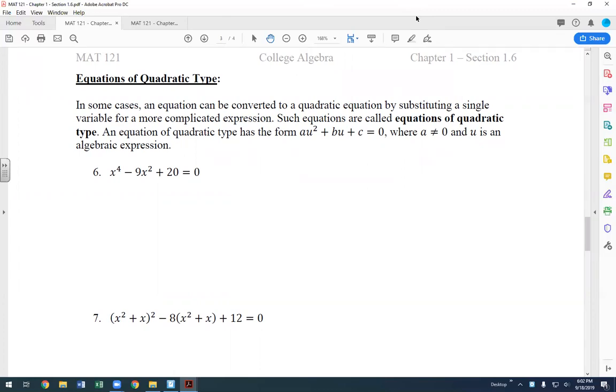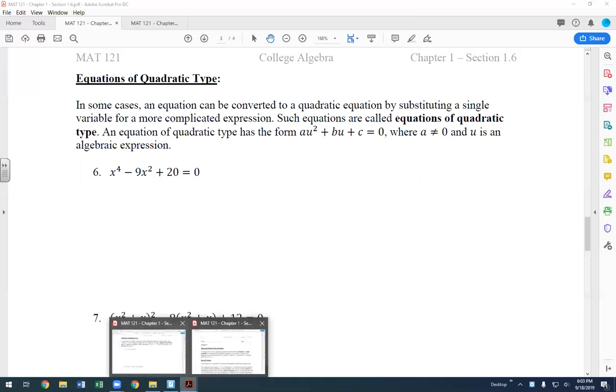So if you can take your x to the fourth minus 9x squared plus 20 equals 0 and make it look something like this, then I can use the quadratic formula, I can try factoring, I can try any of the other methods if they apply in this case, and I'm not really sure what will apply here. So how do we go about converting these into equations that will look like a quadratic type?